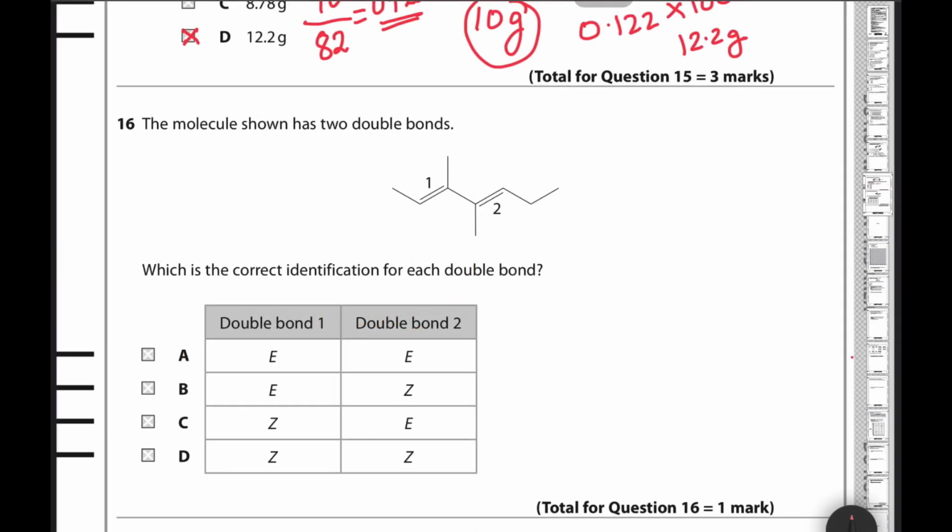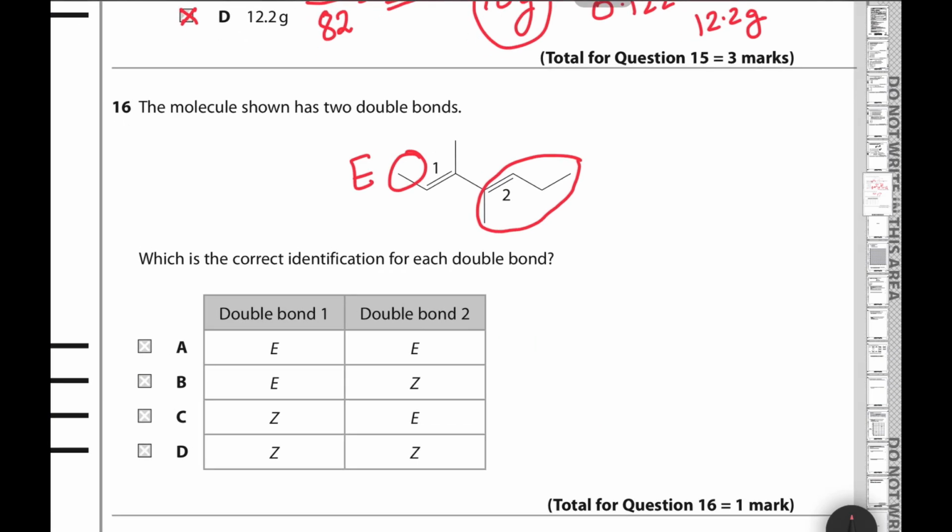Clear? Question number 16 is about E and Z isomers. If I see for double bond number 1, this and this, the higher Mrs are on the opposite ends. So for the opposite ends, it's E. And for the second one, the higher Mrs are on the same side. So it's going to be Z. So my answer is going to be B. Because this one was the first one, and for the second one, you look at this and this. So E and Z is your correct answer.